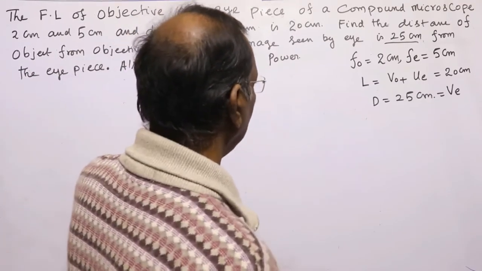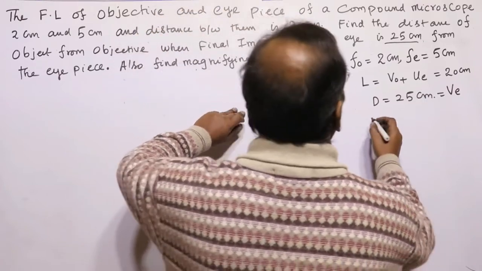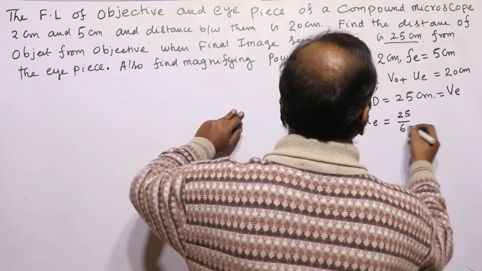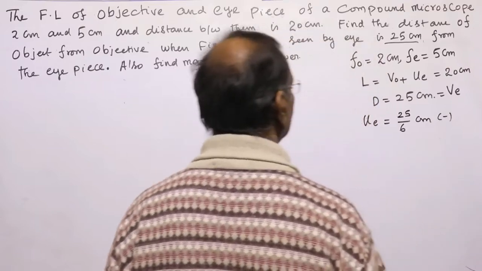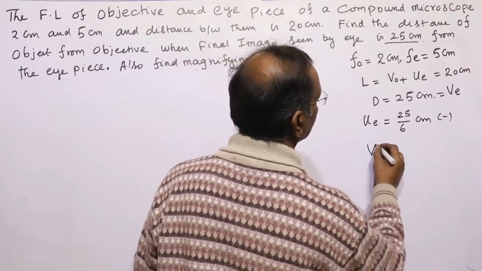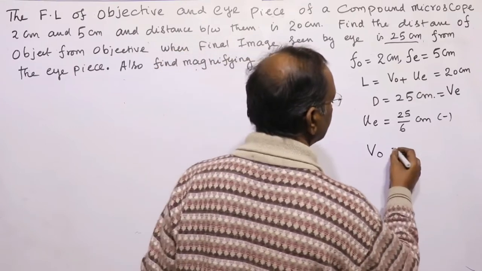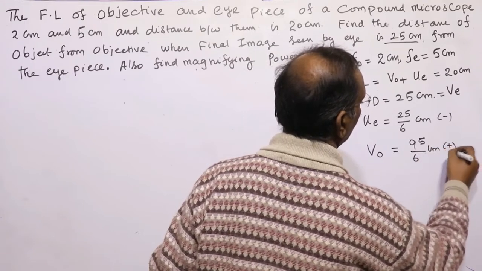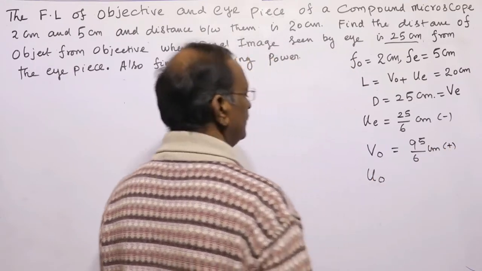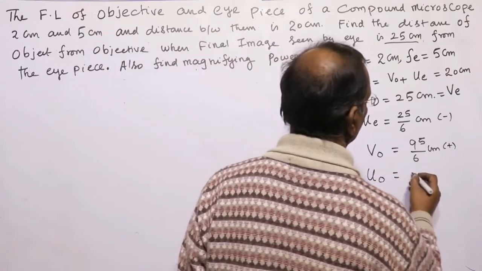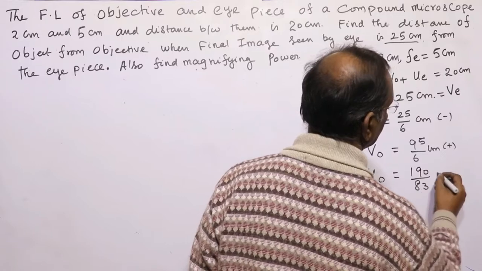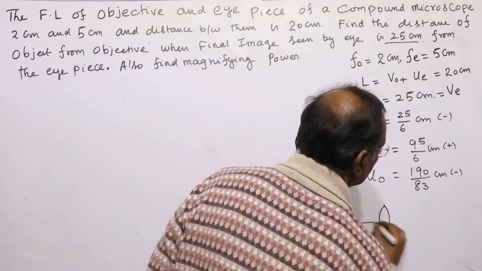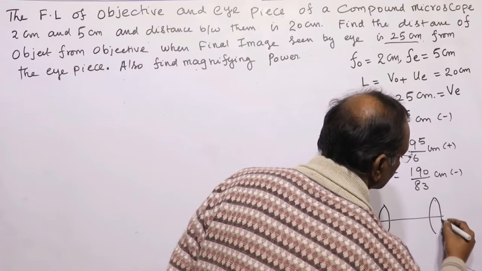Since we already found the other values: the object distance of the eyepiece is equal to 25 by 6 centimeter, which is a negative quantity because it is formed in front of the eyepiece, and the image distance of the objective is equal to 95 by 6 centimeter, which is positive, and the object distance of the objective is equal to 190 by 83 centimeter, minus, because this is the objective and this is the eyepiece.